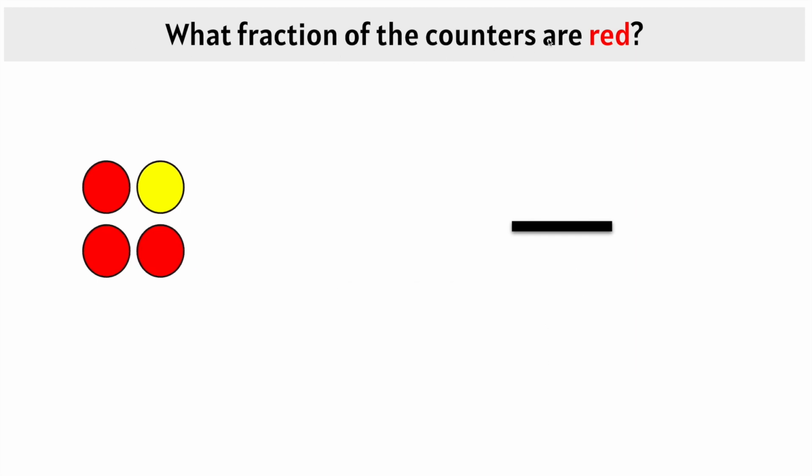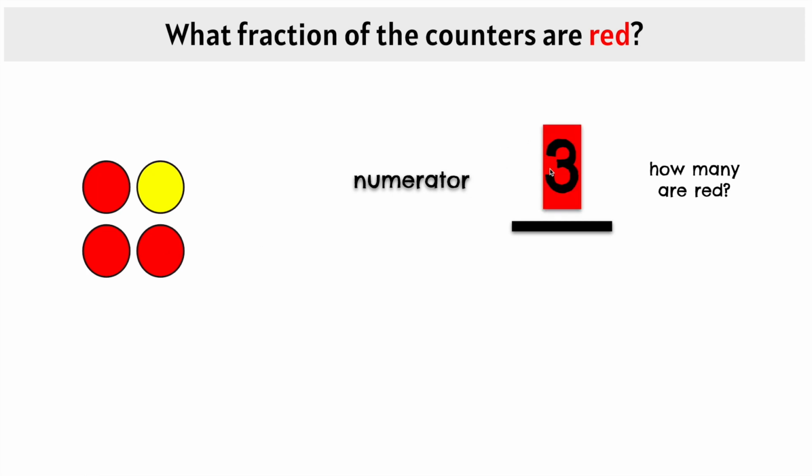What fraction of the counters are red? Here we have another set of counters. We need to figure out the fraction of them that are red. Remember, the numerator stands for how many of them are red. 1, 2, 3. The numerator has to be 3.